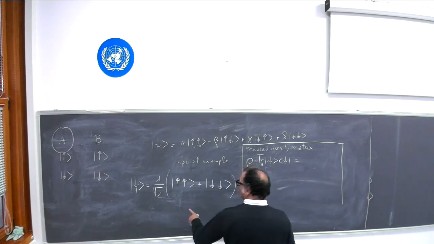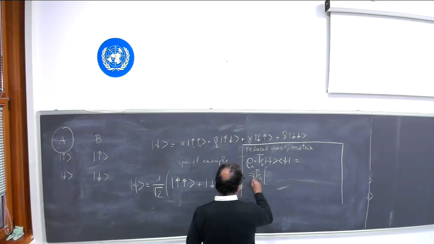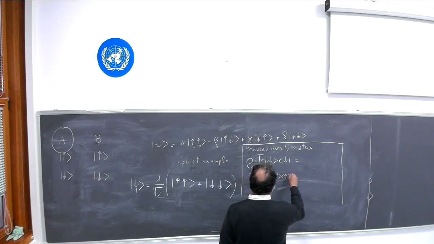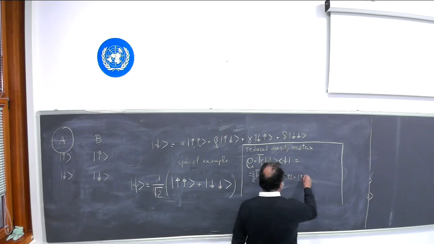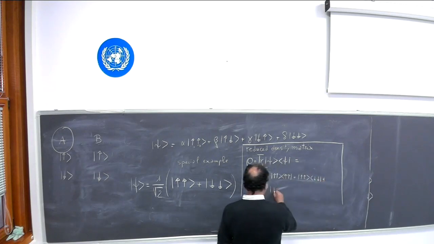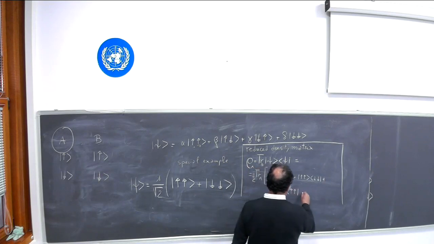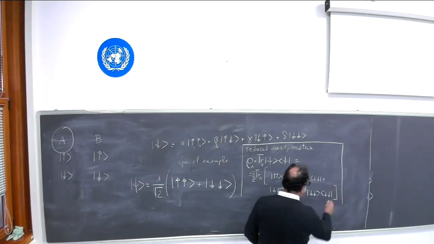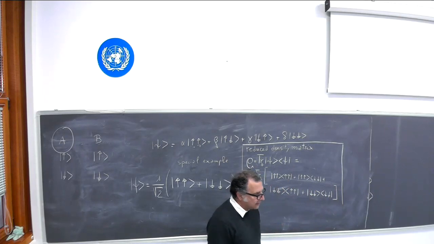So this state is 1/2, I just put it outside, and then I have this object, which is up, up plus up, down plus down, up plus down, down. So far, I did nothing. I just rewrote side to side.